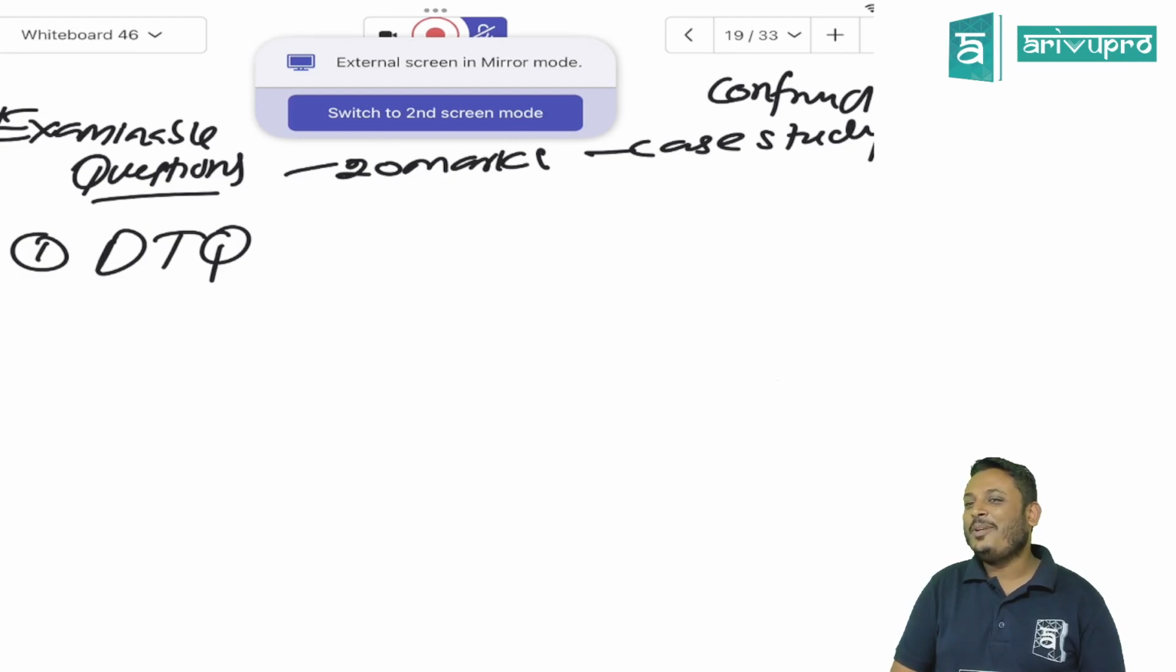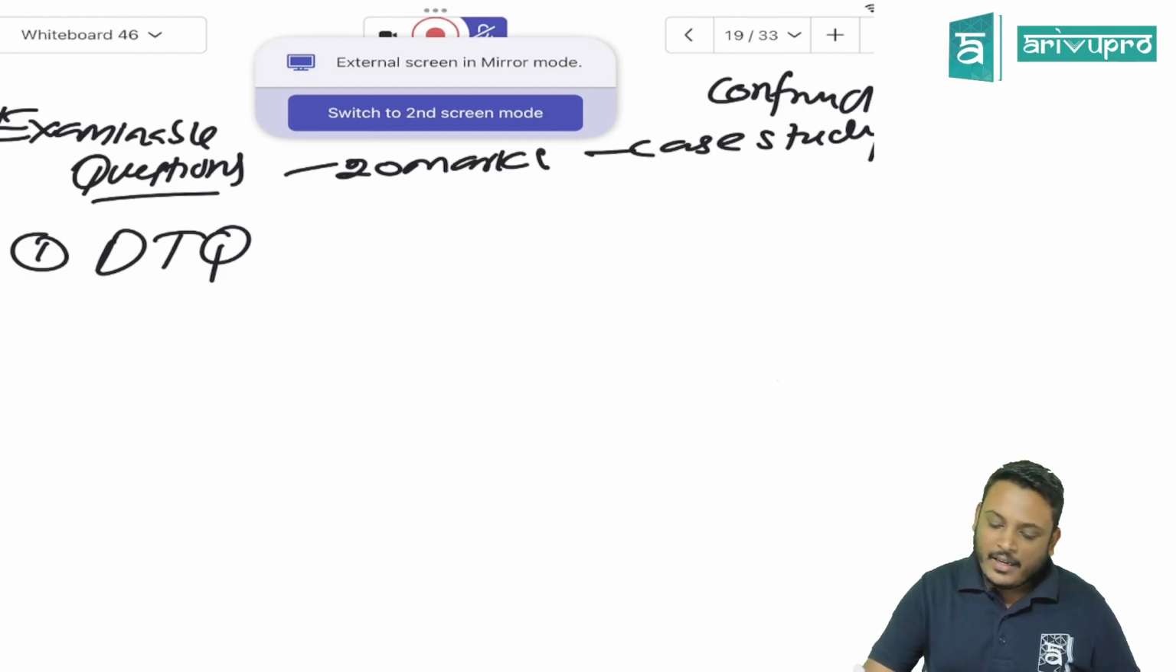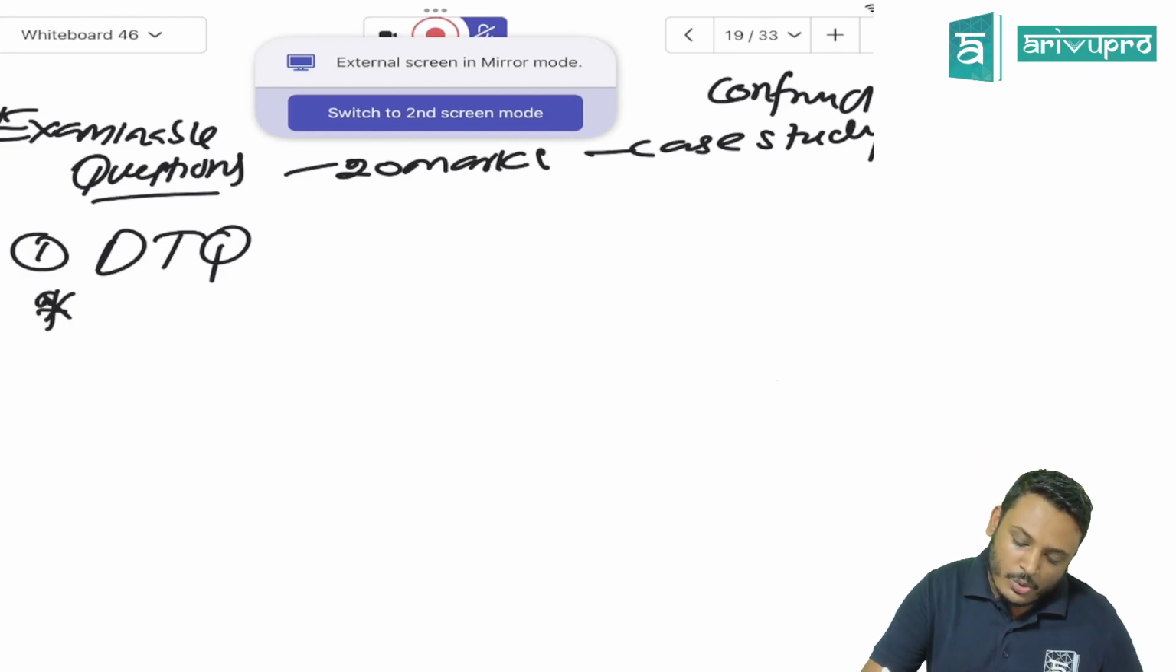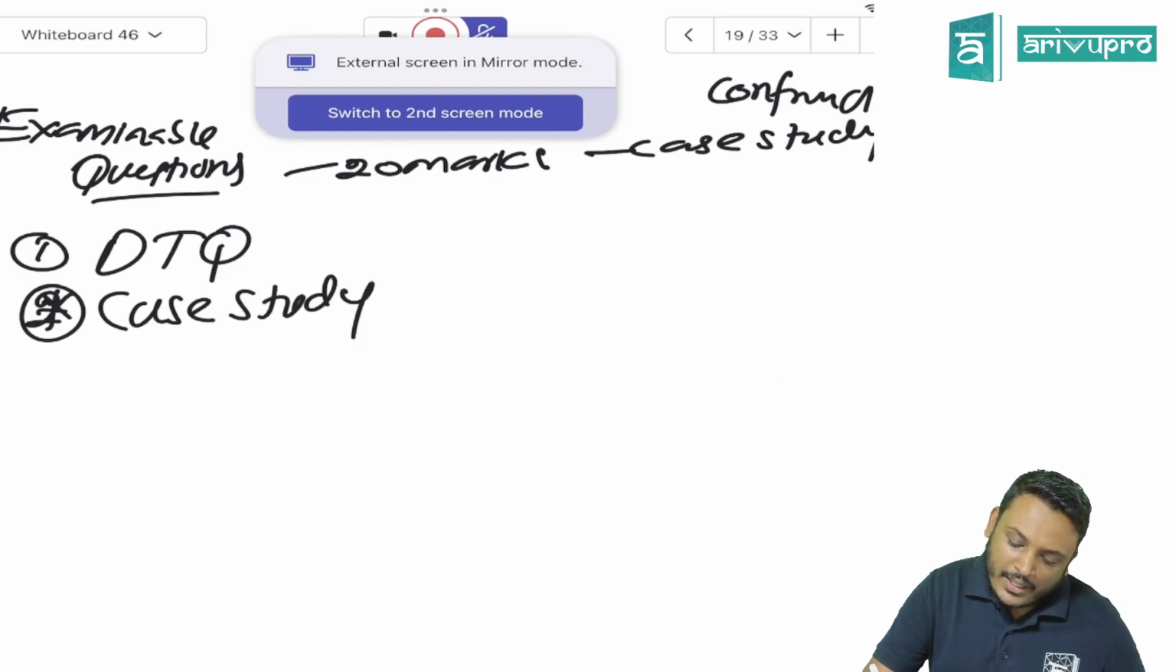Why? Instead of 20 marks, how many marks were tested in the exam? 10 marks. For that, what they did was, they gave more theory questions in section B. But it is rare, based on the mindset of the examiner. Fine. 99% chance is there for the case study only. Okay. Number two, case study. There are two types of case study. Write down as it is.